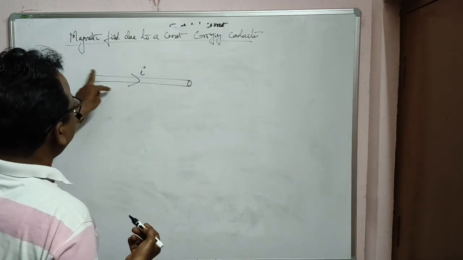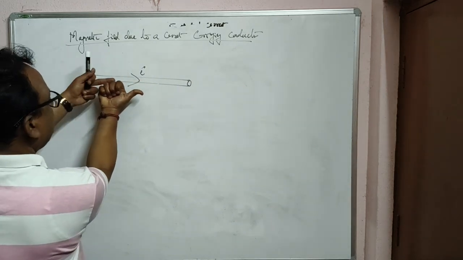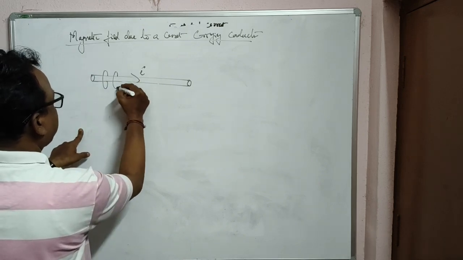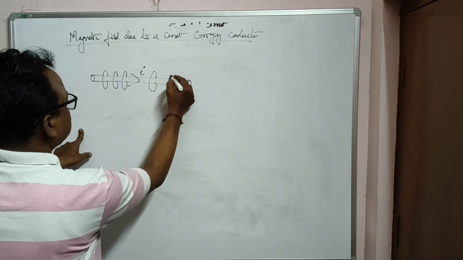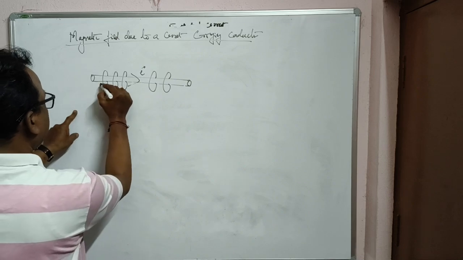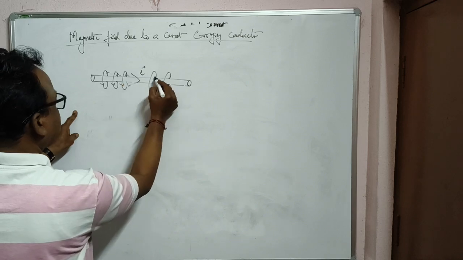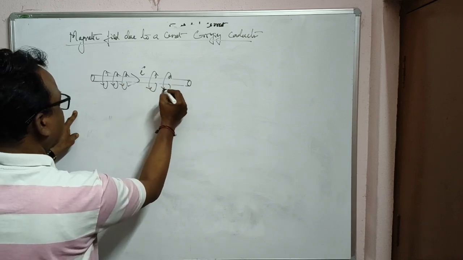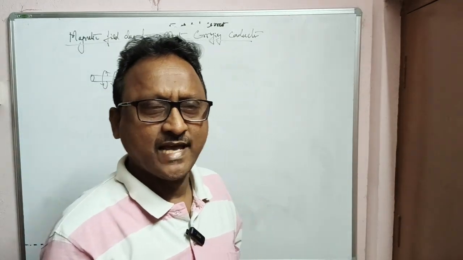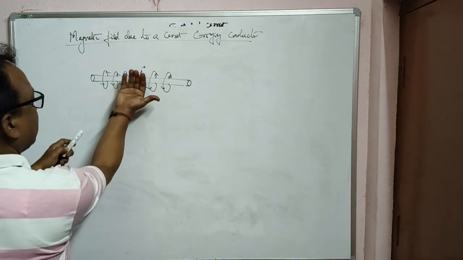Why? Because when it is carrying current, use your thumb rule. The thumb indicates the direction of current, and the remaining fingers show the magnetic field around the conductor. See here, the fingers are coming outside, so the field direction is outside according to the thumb rule. So a current carrying conductor acts as a magnet. The field is coming outside.